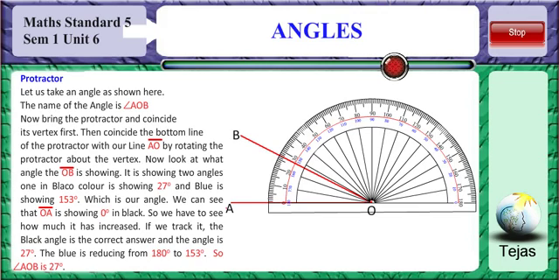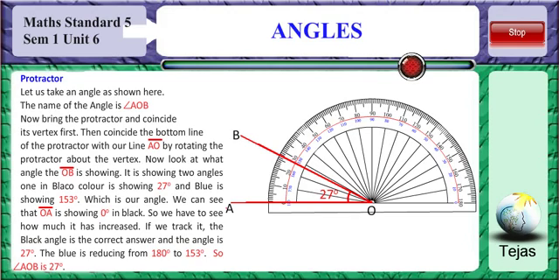Now look at what angle OB is showing. It is showing two angles. The one in black color is showing 27 degrees and the one in blue is showing 153 degrees. Which is our angle? We can see that OA is showing 0 degrees in black. So, we have to see how much it has increased. If we track the black angle, the correct answer and the angle is 27 degrees.